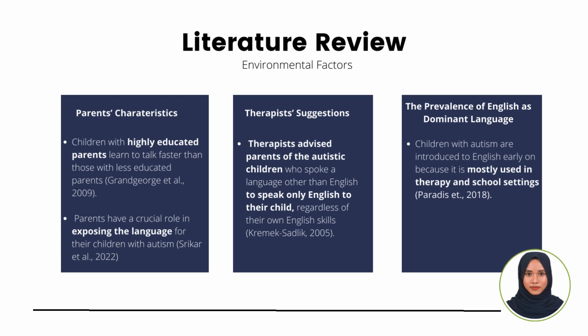Srika et al. in 2022 suggested that parents have a crucial role in exposing language to their children with autism. So, children with autism who live in a country where English is not the official first language usually are exposed to more than one language, which is their native language and also English.